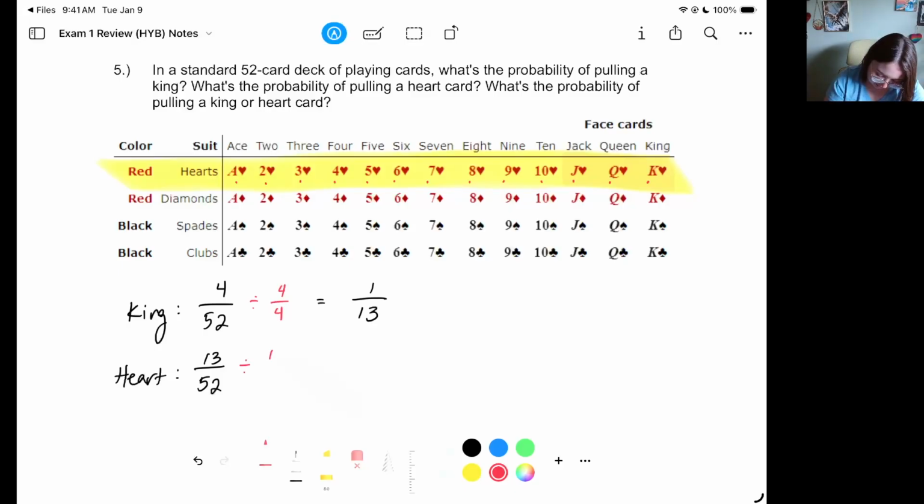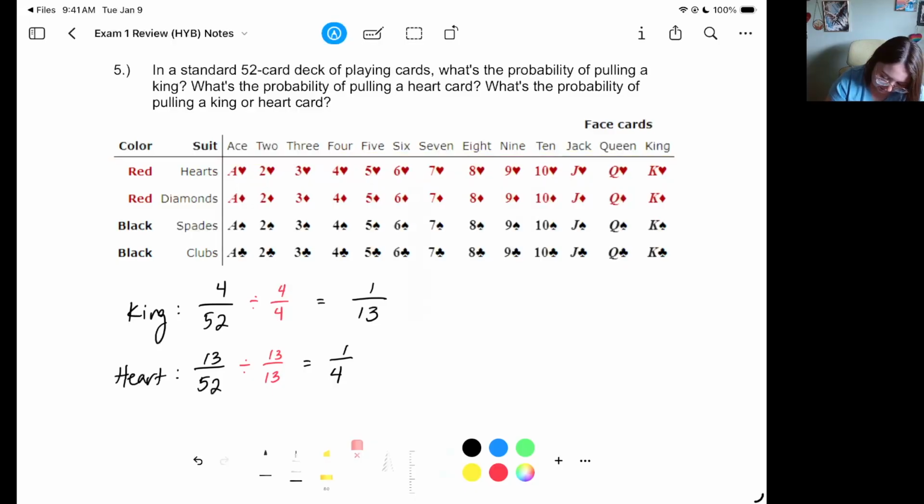So we can divide by 13 over 13. And this would give us 1 over 4. This makes sense. There are 4 suits in the deck. They're all even, so pulling a heart card would be a 1/4 chance. So pulling a heart would be 1/4.